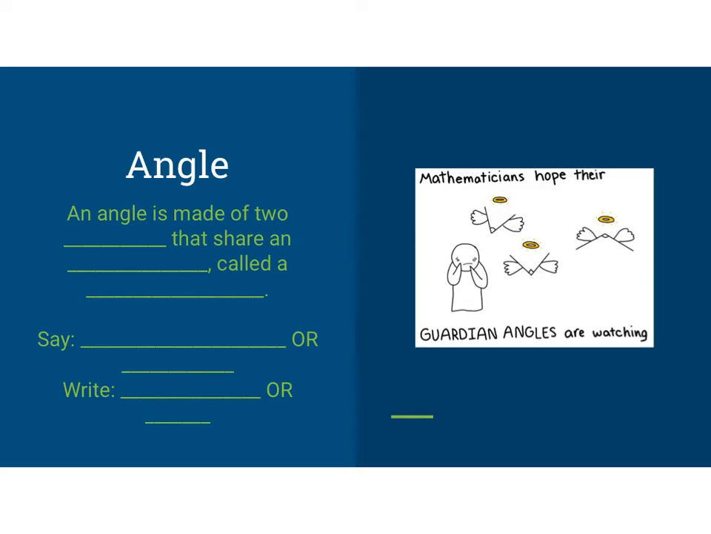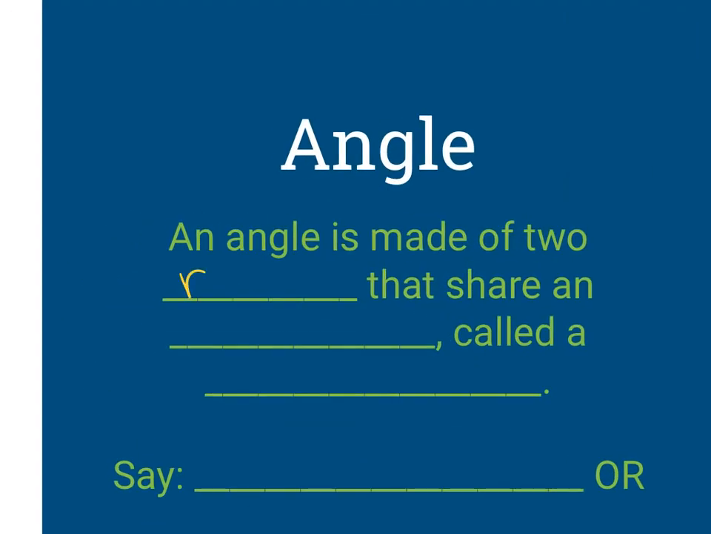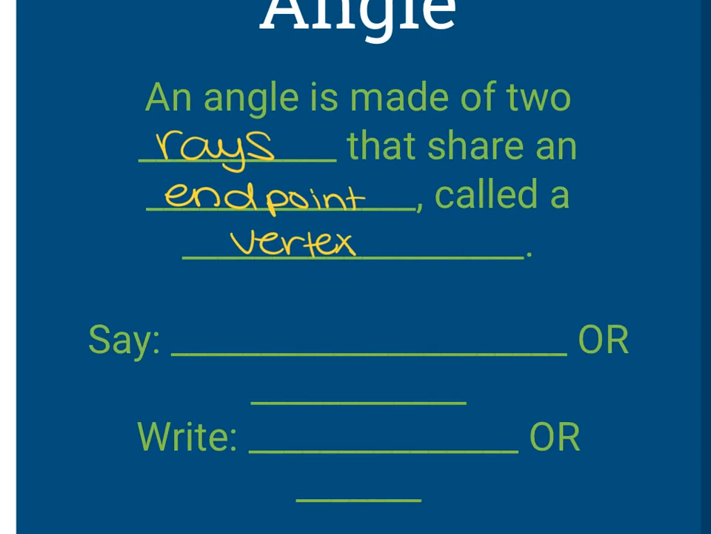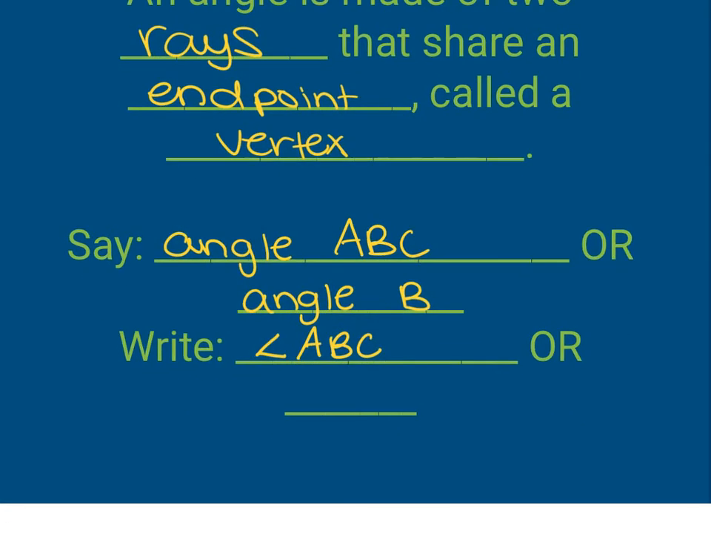All right, so an angle is going to be made of any 2 rays that share an endpoint, and we're going to call that endpoint the vertex. When we talk about angles, we're going to say angle and then 3 letters, or in some cases we can say just 1 letter, and we'll talk about what that case is in just a second. When I write it, I'm writing a little baby angle and then ABC. Or again, if I'm able to use just 1 letter, I can use just angle B.